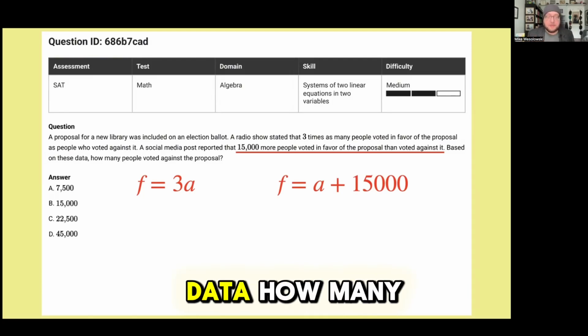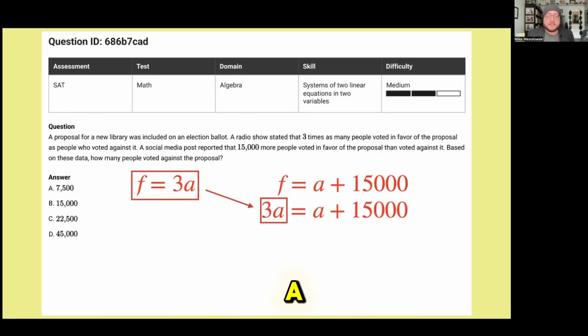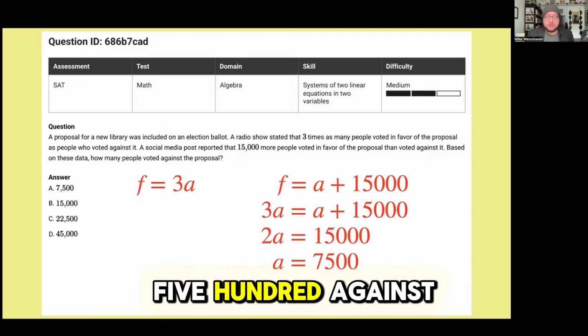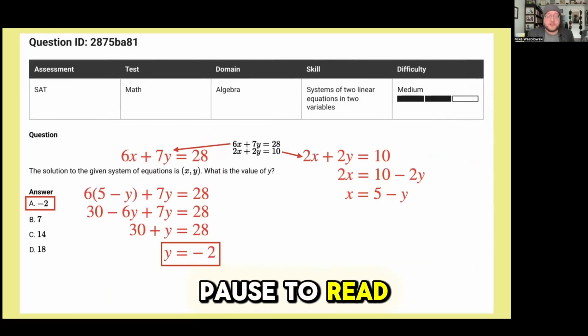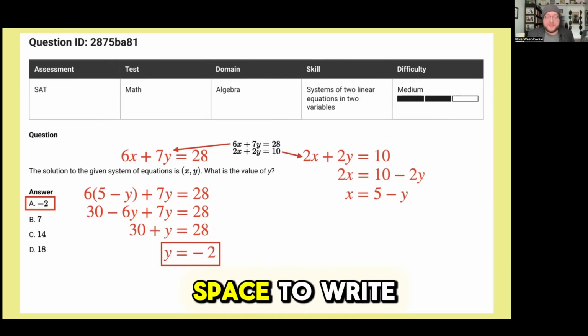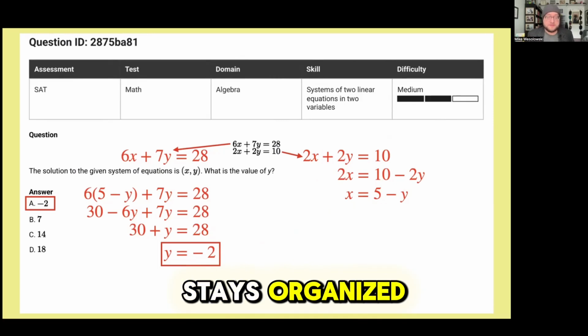Based on these data, how many people voted against the proposal? Here we already know F equals 3A, so we just put that right in the other one. Solve for A, which is 7,500 against, which is our answer. Here's another one. Pause to read in full. Note that I am writing the equations separate from each other, so I have space to write down from both of them, and my work stays organized.